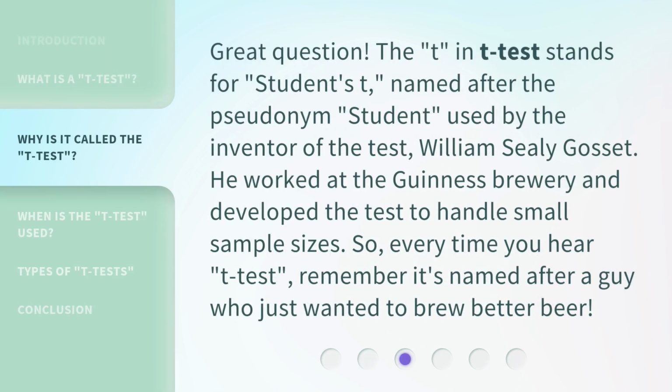Great question. The T in t-test stands for Student's T, named after the pseudonym, Student, used by the inventor of the test, William Sealy Gosset. He worked at the Guinness Brewery and developed the test to handle small sample sizes. So, every time you hear t-test, remember it's named after a guy who just wanted to brew better beer.